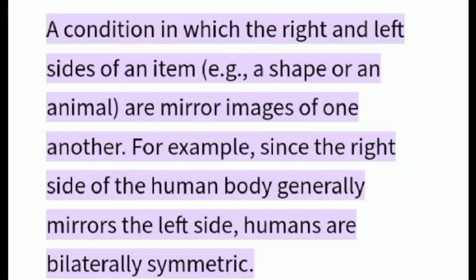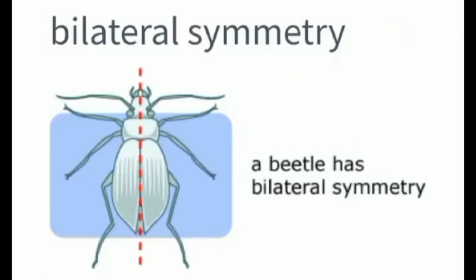Bilateral symmetry is a condition in which the right and left sides of an item, for example a shape or an animal, are mirror images of one another. For example, since the right side of the human body generally mirrors the left side, humans are bilaterally symmetric.